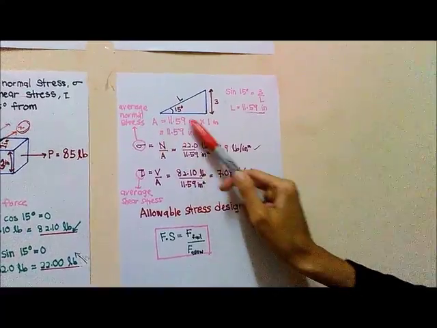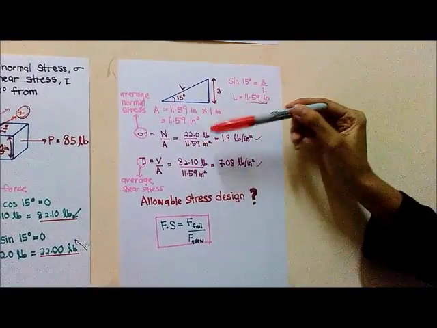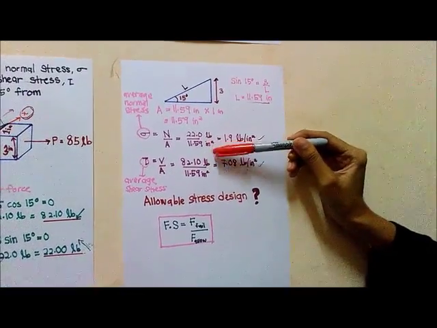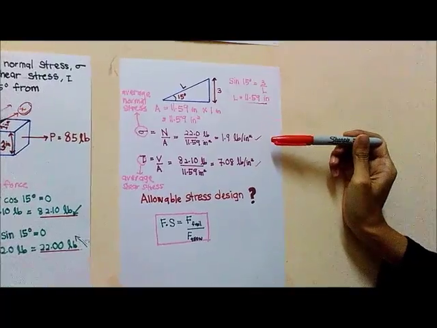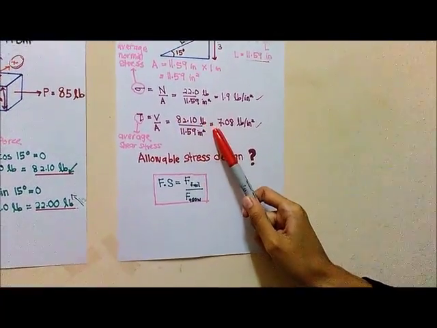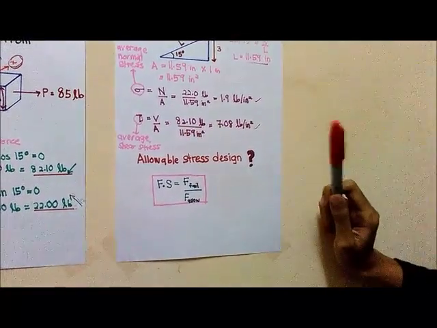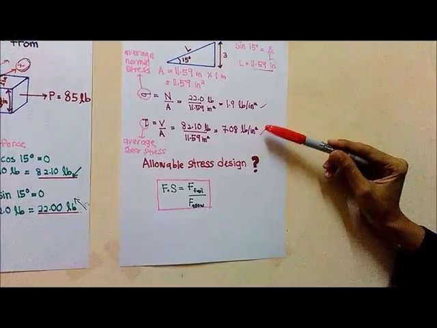So just insert this number into this formula to find the average normal stress, 22 divided by 11.59, and then we'll get 1.9 pounds per inch squared for the average normal stress. For the average shear stress, 82.1 pounds divided by 11.59 inches squared, and we get 7.08 pounds per inch squared.